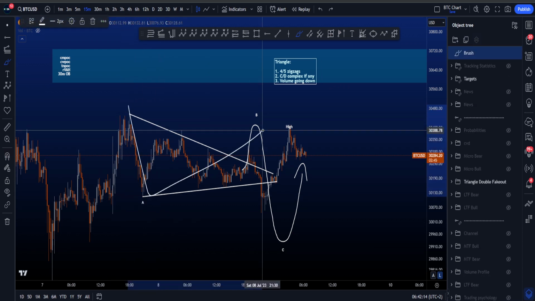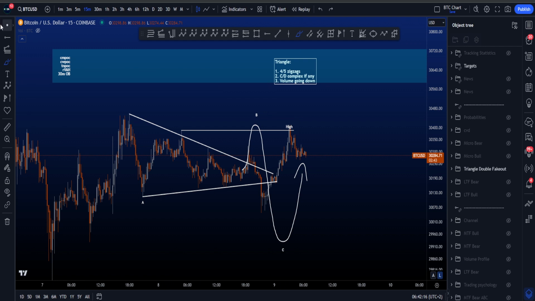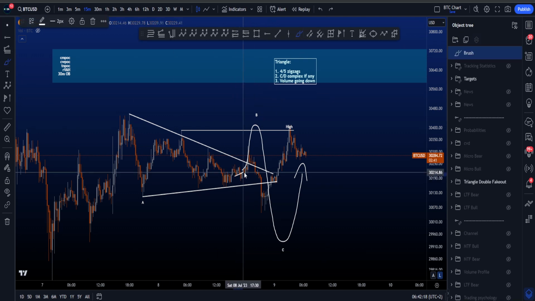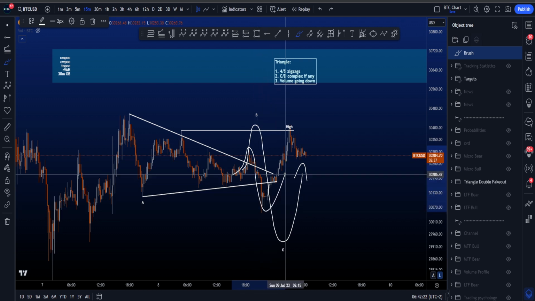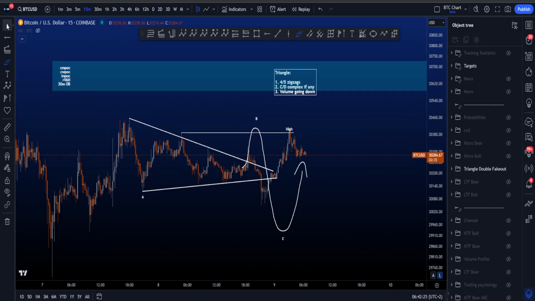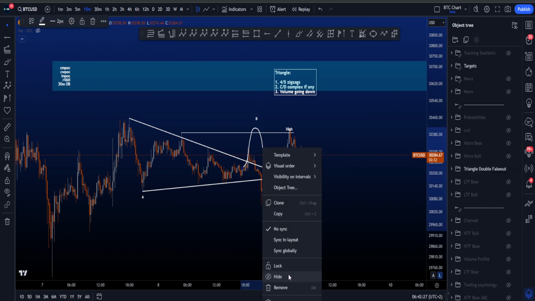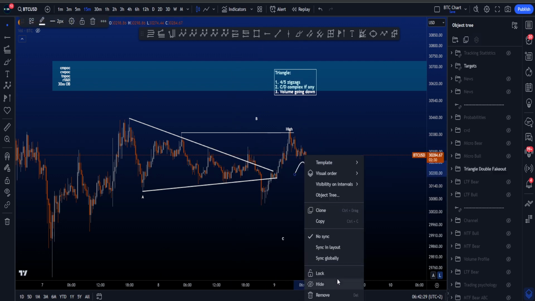So I was looking for an ABC zigzag type of move, where we then first fake out the triangle, the upper trend line, to the upside, before then faking it out to the downside, before then eventually moving to the upside again. And if I remove the trend line, you can see that price faked out to the upside first.